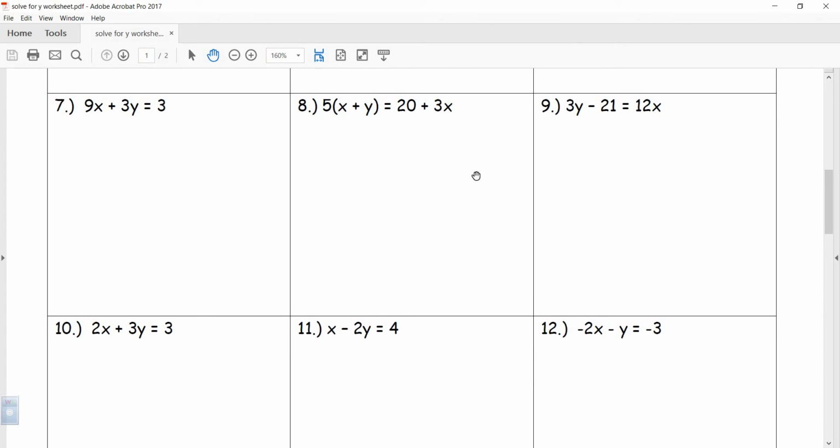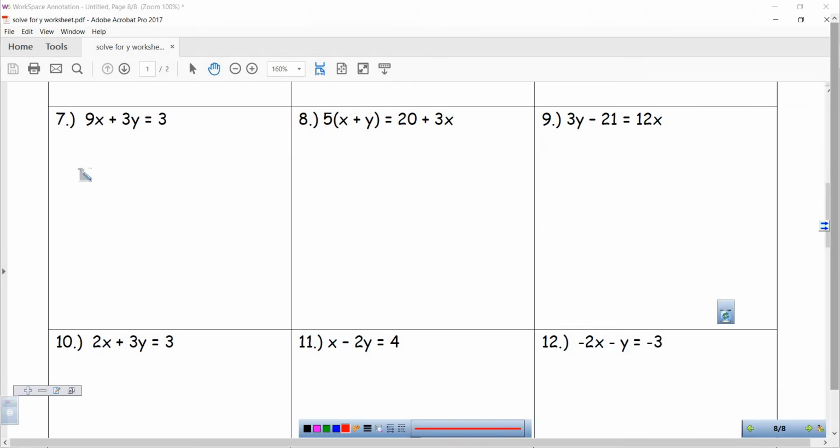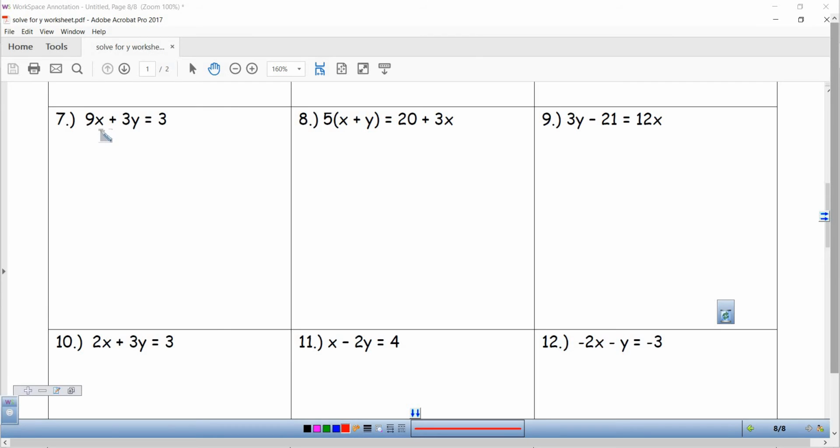All right, and I'm not going to do these in the order they have them because the order they have them makes absolutely no sense to me. So I'm going to go ahead and start right here with number 7. Now remember, our goal is to solve for these y's. We are trying to get those y's by themselves, isolated, okay? So we're going to use inverse operations to get that y by itself.